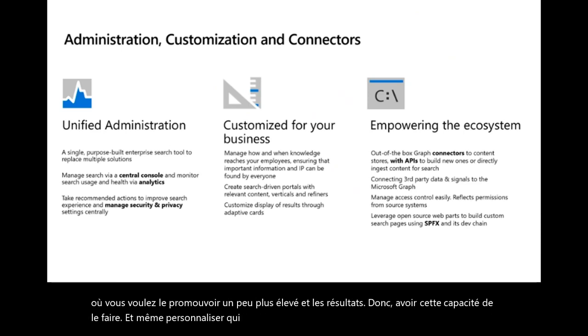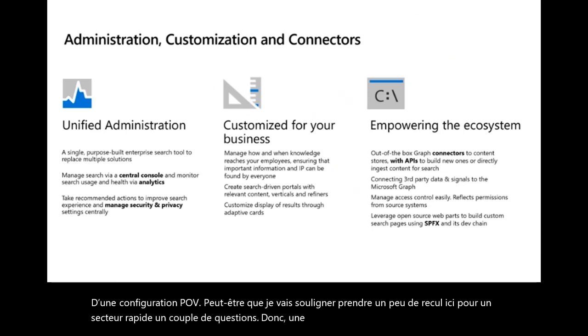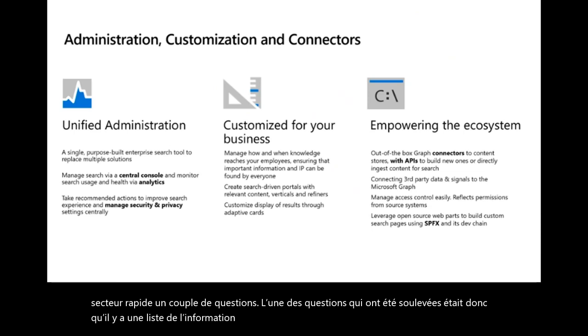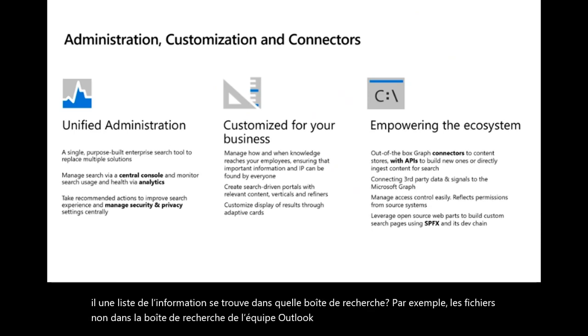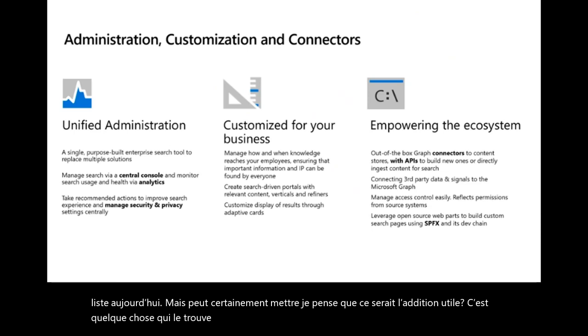From a configuration point of view, maybe I'll take a step back here for a quick sec. There's a couple of questions. One of the questions that came through was, is there a list of which information is found in which search box? For example, files not in Outlook, Teams search box not really usable, etc. There isn't a list today, but I think that would be a worthwhile addition. It's something I always find myself answering for customers. So great question. We'll be following up on that. Just going to publish that for now.